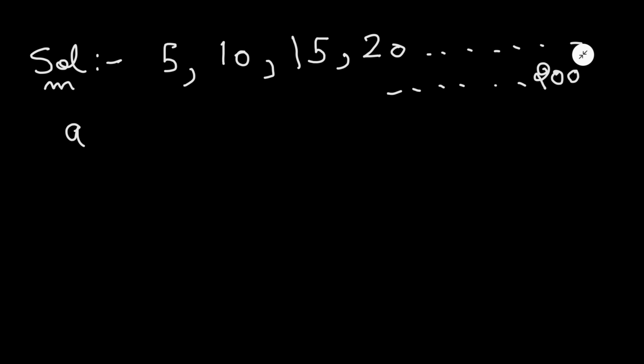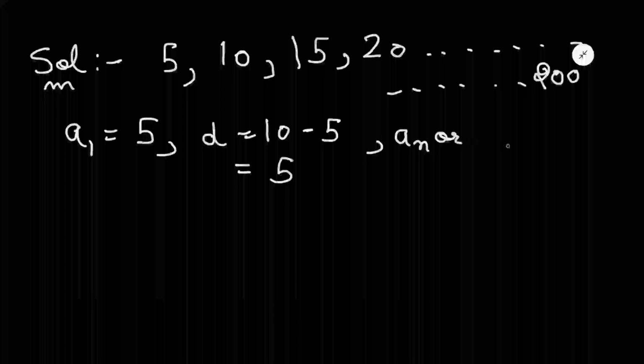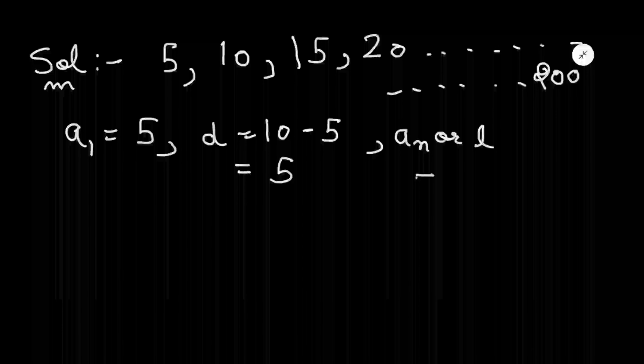So here our first term is equal to 5. The common difference is 10 minus 5, which is 5. The last term, which is L, or we can also write as an, is equal to 200.